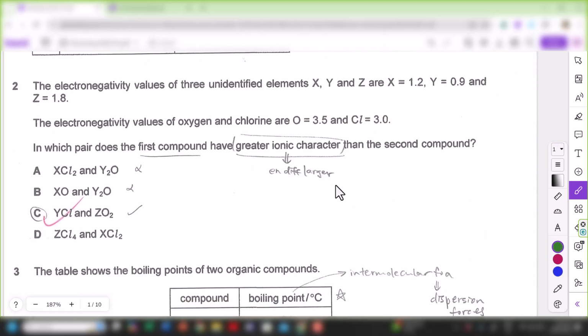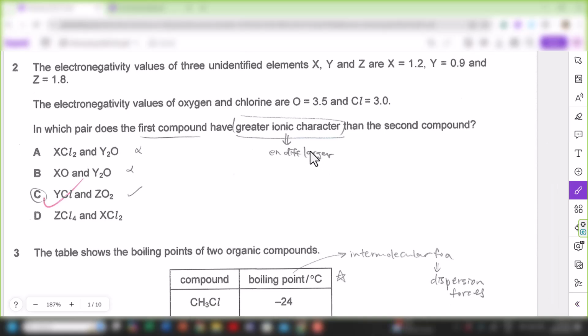Next, we'll take a look at question 2. We have electronegativity values of 3 unidentified elements, X, Y, Z. It might be easier if I just write them out over here so that it's easier to refer to. X is 1.2, Y is 0.9, Z is 1.8. And then I am also given oxygen and chlorine. Oxygen is 3.5, chlorine is 3.0.